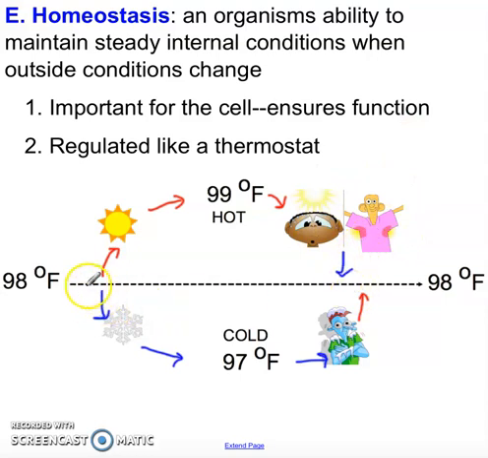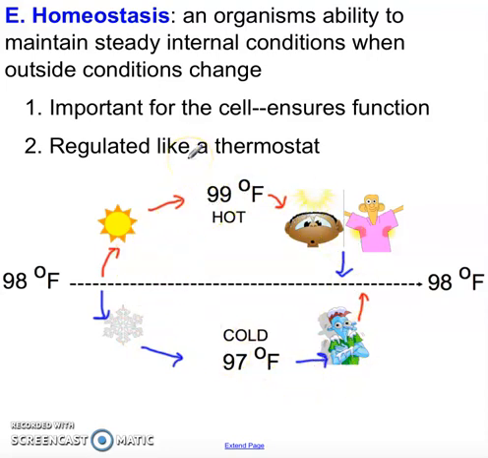Or in the case of my cold classroom, maybe temperatures dip below 98 degrees Fahrenheit, and you shiver, and that's trying to bring your body back up to that 98 degrees Fahrenheit. So a lot of times homeostasis is like a thermostat. We have this for other systems inside of our body, like pH level and blood sugar level, but this is just the case of body temperature.